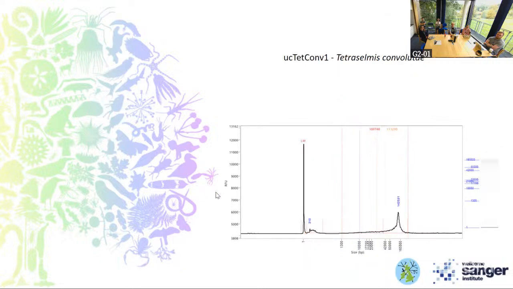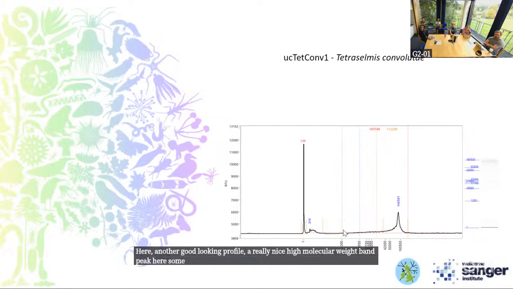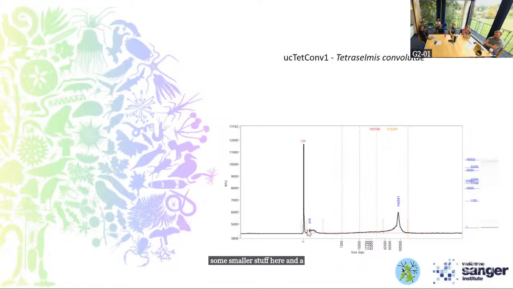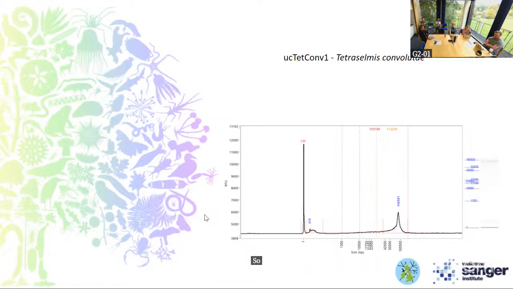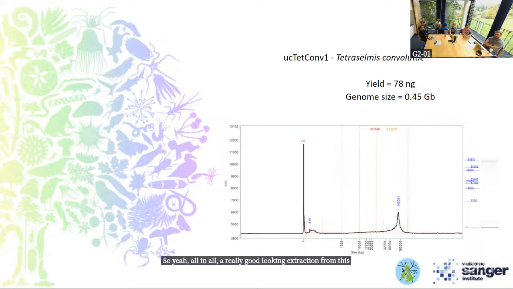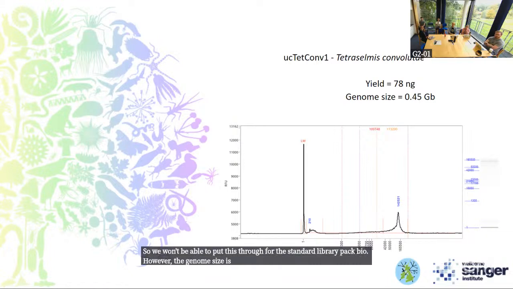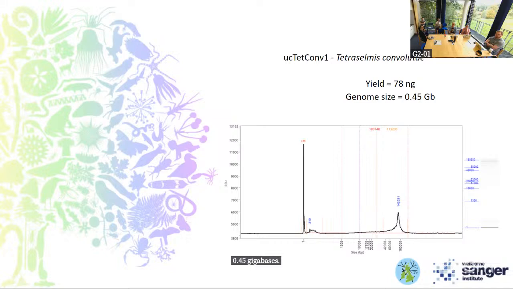Here, another good looking profile, a really nice high molecular weight band peak here, some smaller stuff here, and a little bit of a hump of smaller stuff here, which is possibly RNA. So all in all, a really good looking extraction from this algae. However, the yield is only 78 nanograms, so we won't be able to put this through for the standard library PacBio. However, the genome size is 0.45 gigabases, so something that we could put through for ultra low input library. So we'd put this sample through the G-tube.